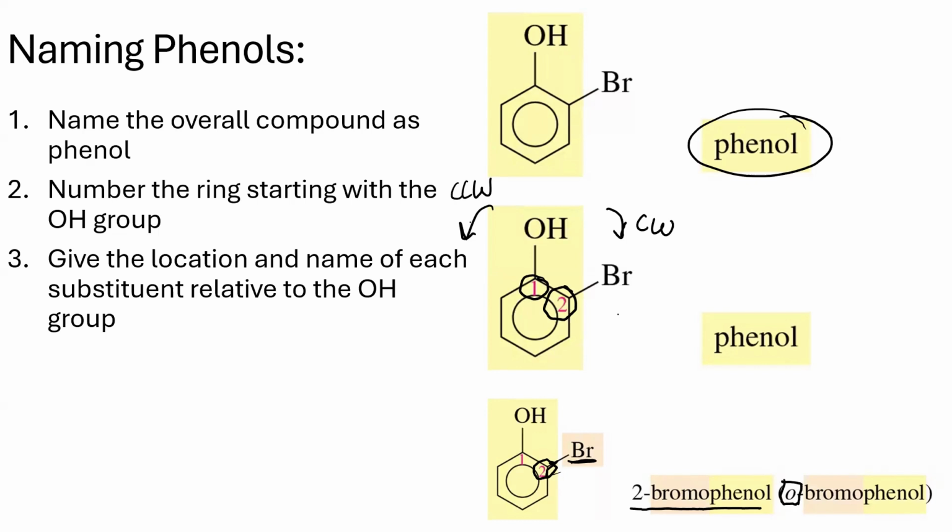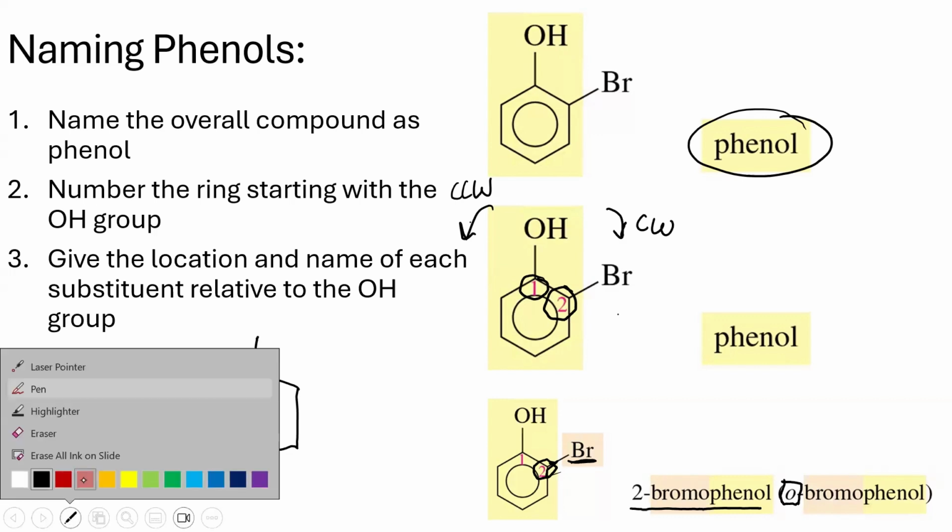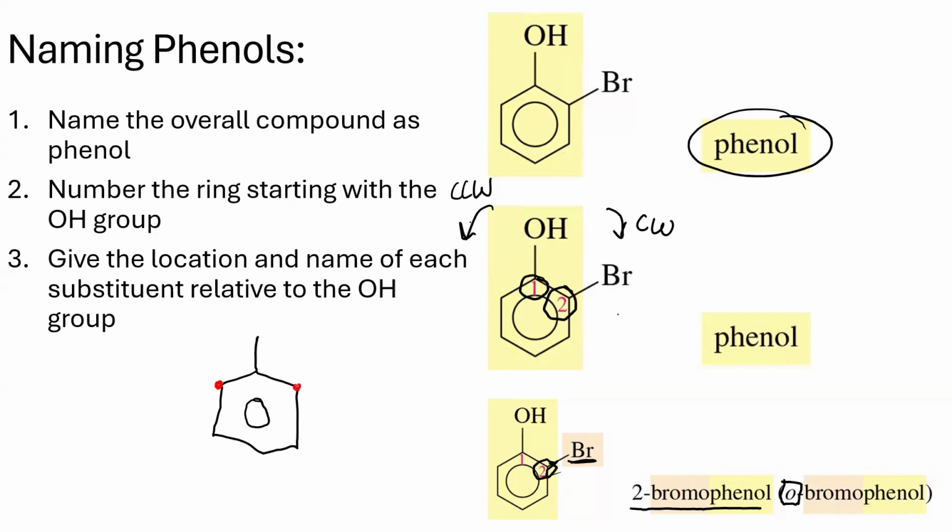That refers to the positions on the aromatic ring. So if we have some group there, and pretending this is an aromatic ring, positions 2 and 6 are ortho positions, or o.